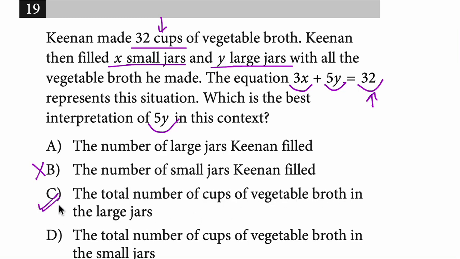Yes. This question is specifically about how you differentiate between the cups and the jars. So x small jars, but 3x is the total number of small cups. Similarly, y are the large jars and 5y is the total number of cups of vegetable broth in large jars, right? So we have to understand jars and cups. According to that concept, C is the right option.